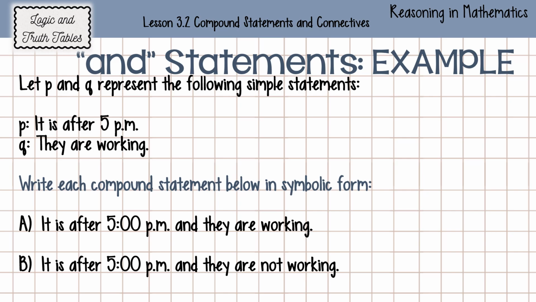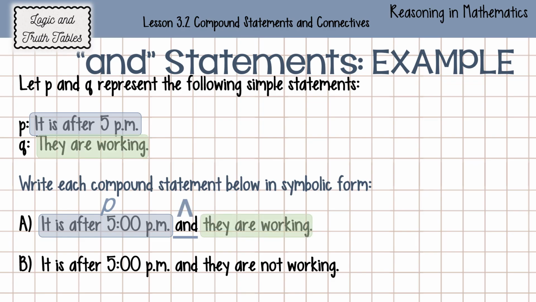And statements, examples. Let P and Q represent the following simple statements. P is, it is after 5 p.m. Q, they are working. Write each compound statement below in symbolic form. So it is after 5 p.m. That looks like that's the P. And then we have and. So there's our symbol for and. And that last part, they are working, is straight from Q. So this can be represented symbolically using that notation, P and Q.